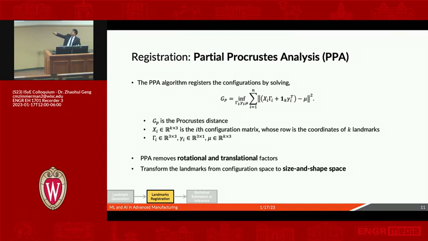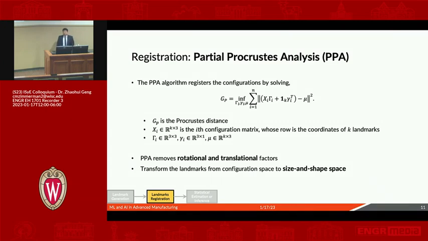The most popular one in the statistical shape analysis community is called partial Procrustes analysis. It's basically a least squares problem, with respect to the rotational matrix and also the translational vectors. This is good. It's very computationally efficient. It converges after a few steps. The most important thing that we adopt in this registration step is that it transforms the landmarks from the configuration space into a new space called size and shape space. We'll talk about the nice statistical properties in this space later, but this one is very widely adopted by our framework, right?